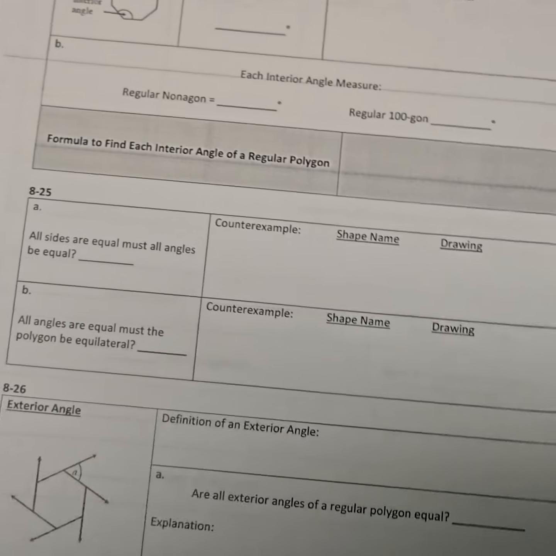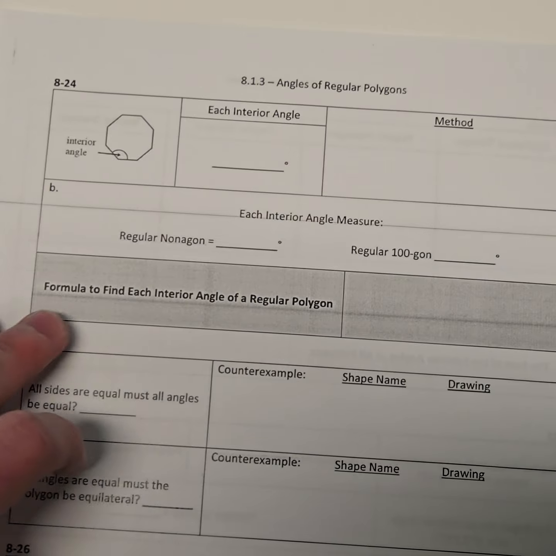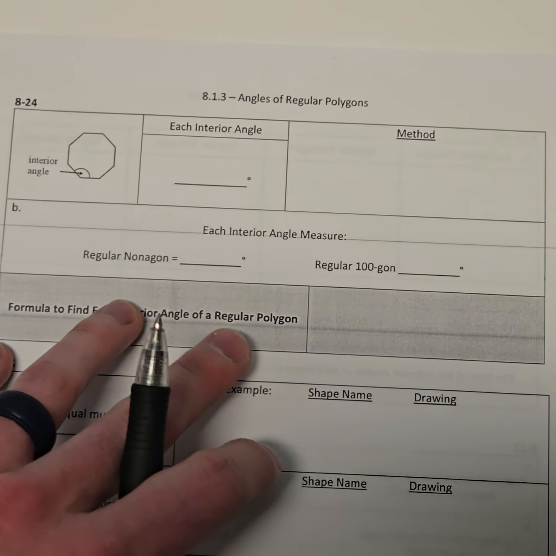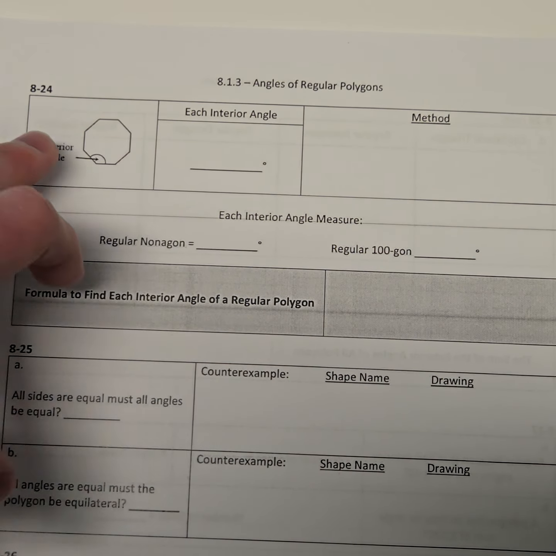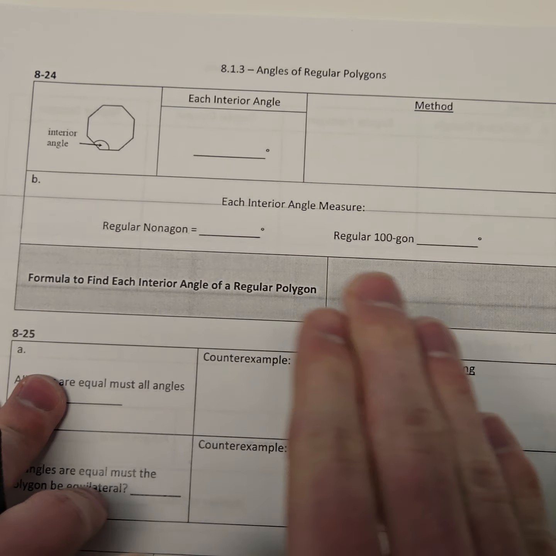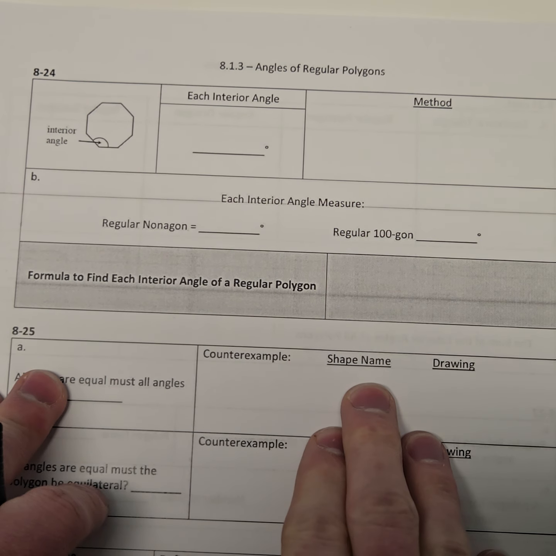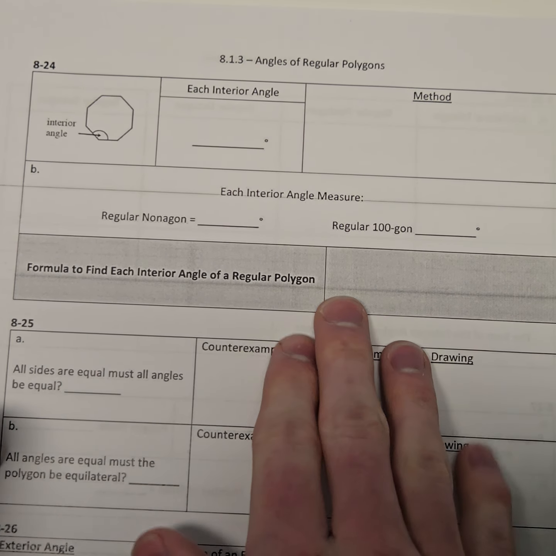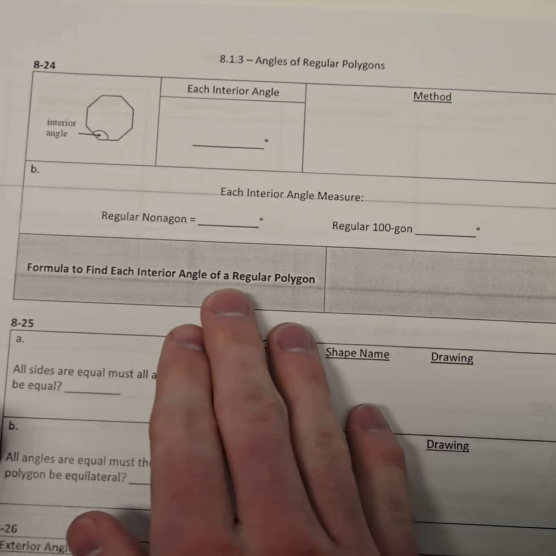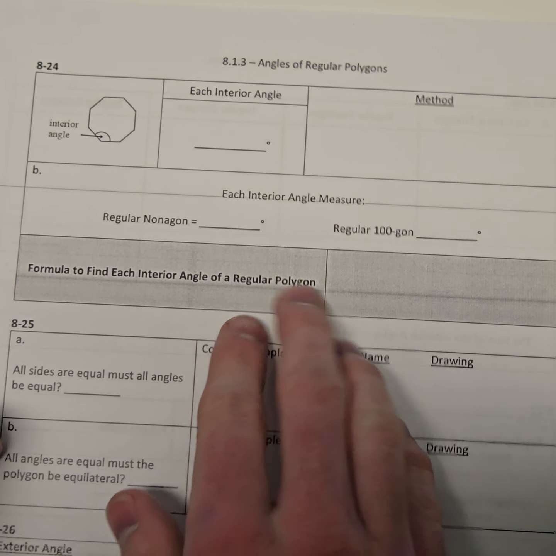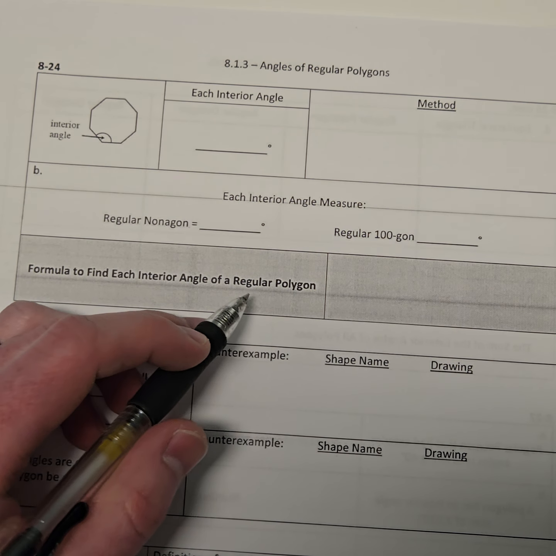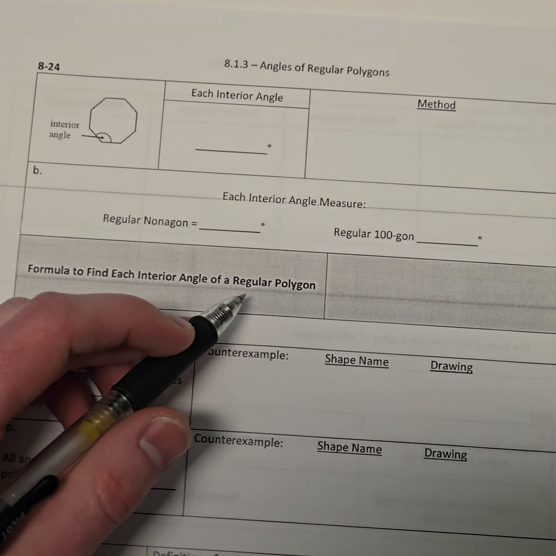Then with 8.13, again, if you haven't finished these, go ahead and finish these first, and then you can finish watching the rest of this. Okay, so the main thing you should have gotten from 8.13 is a couple of formulas. The first formula is each interior angle in a regular polygon. So remember, regular means all the sides are equal. Okay, all sides are equal.